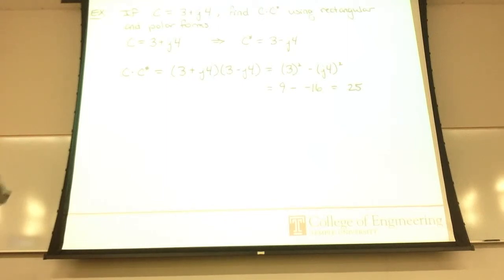How do I find the magnitude of c over there? Square root of 9 plus 16, right? Square root of 9 plus 16 is what? Square root of 25. What is the square root of 25? 5. So there you are. A complex number multiplied by its conjugate is the square of the magnitude of the complex number.